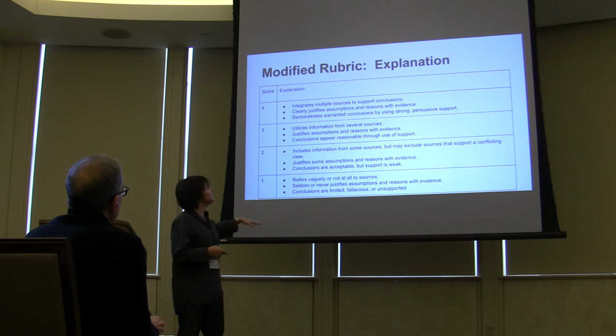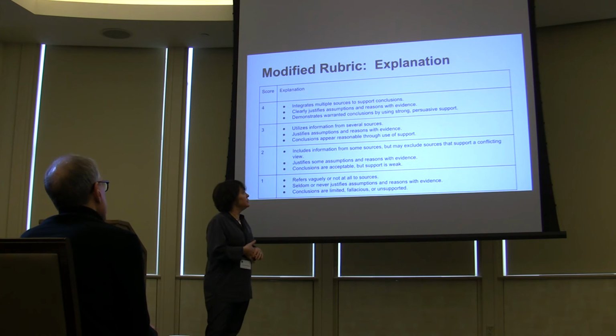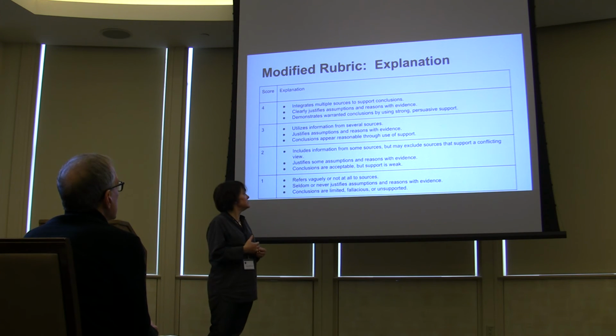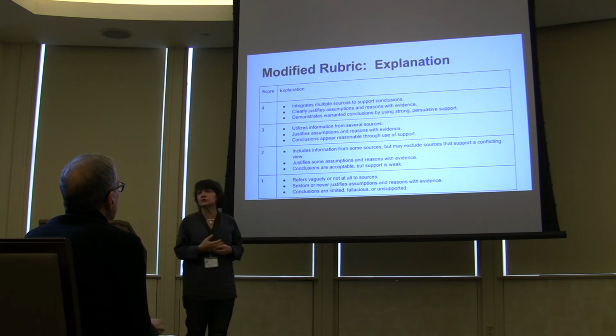And at the bottom of the scale, the student refers vaguely or not at all to sources, seldom or never justifies assumptions and reasons with evidence, and conclusions are limited, fallacious, or unsupported.